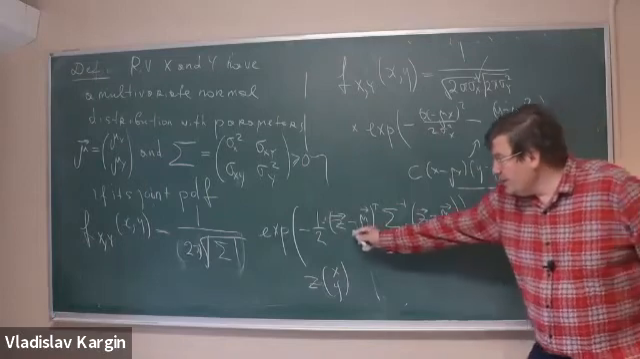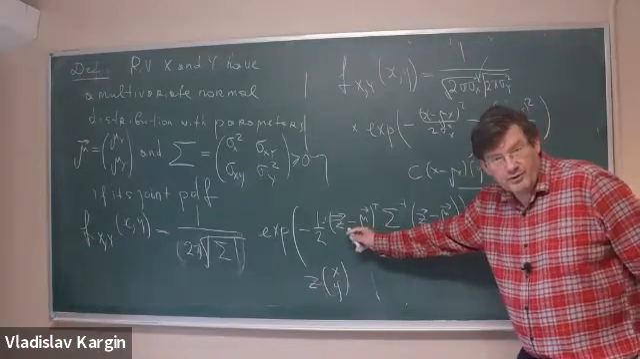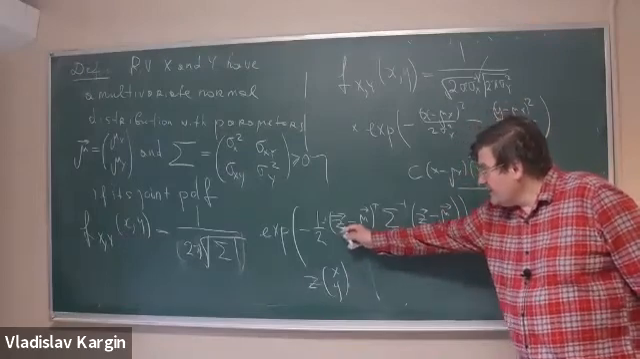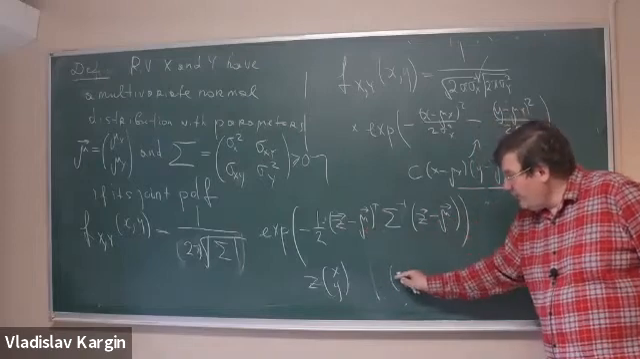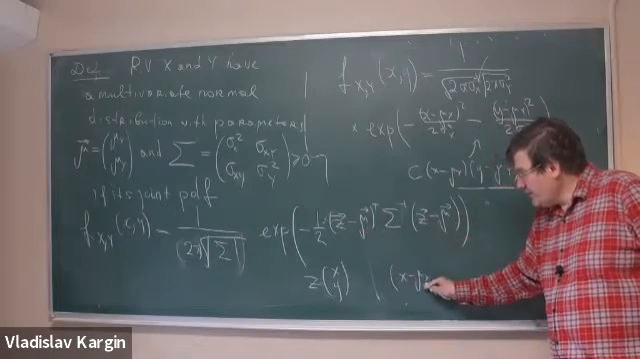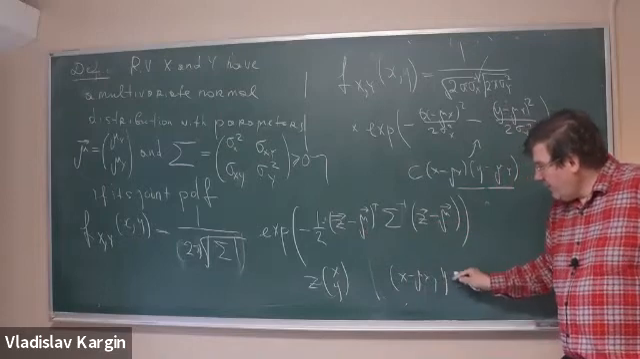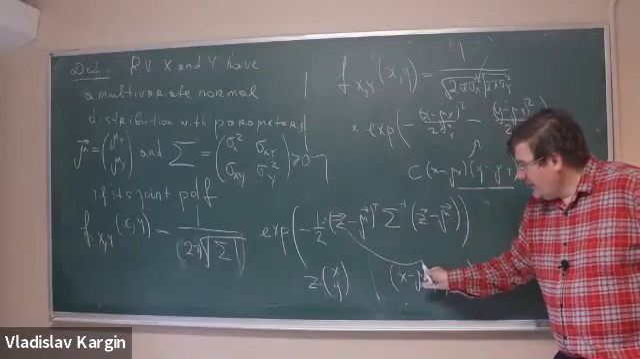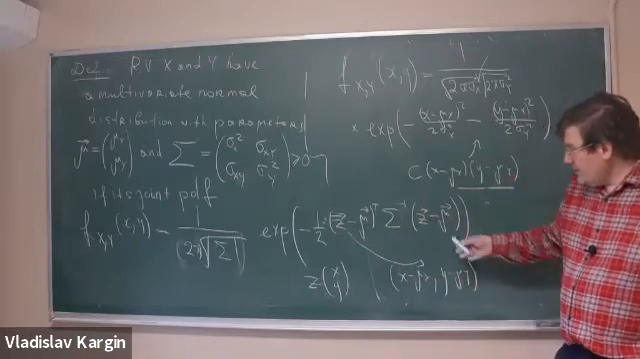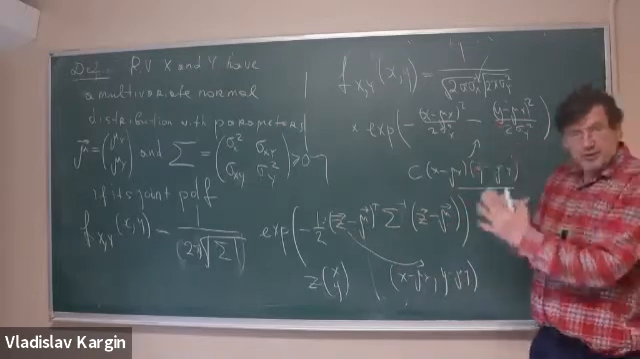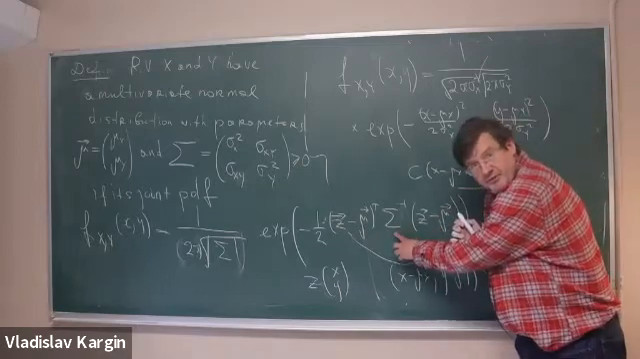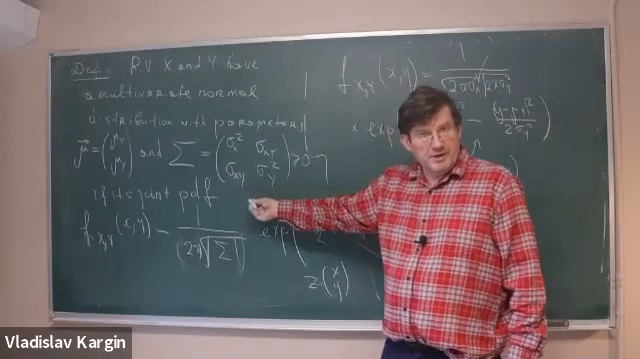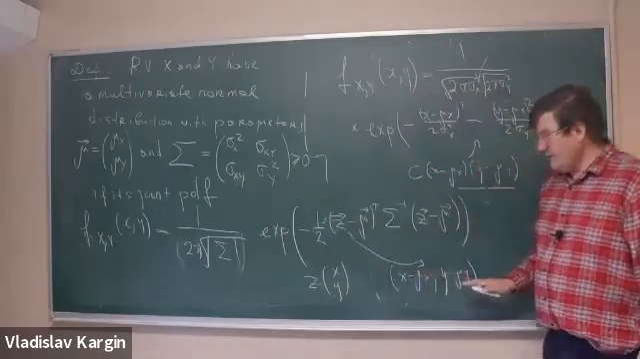And so here's a vector, it's a row vector. So this is z minus mu, a vector with the components x minus mu x and y minus mu y. And here's also this vector, but as a column vector. Here's a matrix which is the inverse of this covariance matrix. And so this is the result.